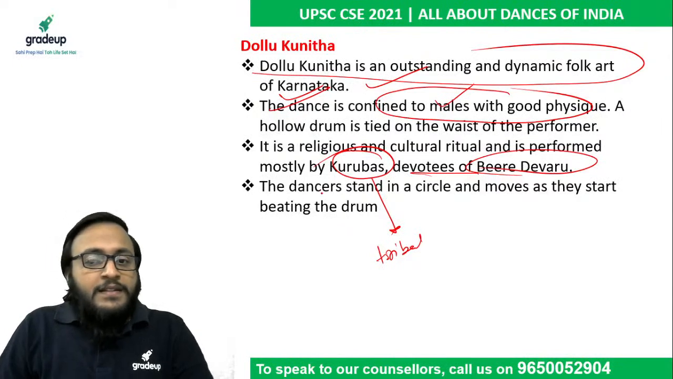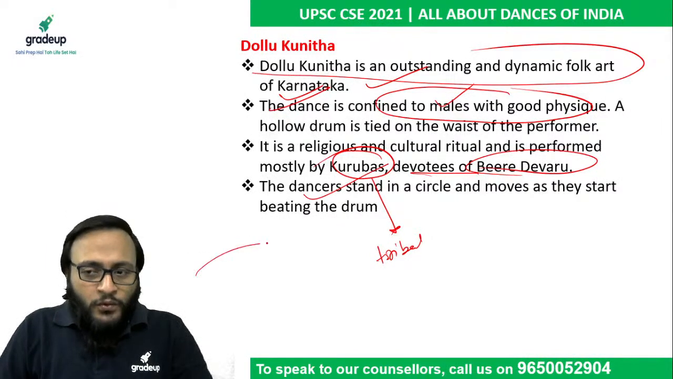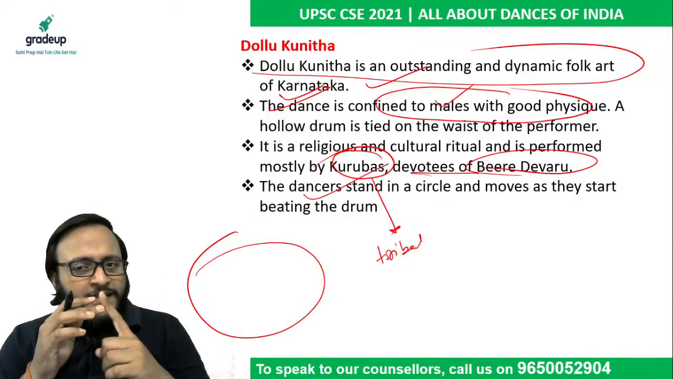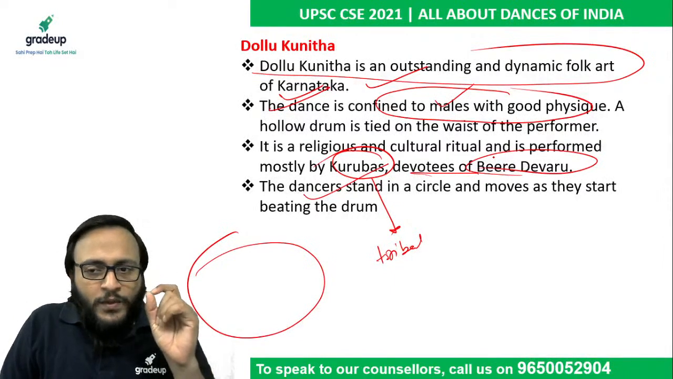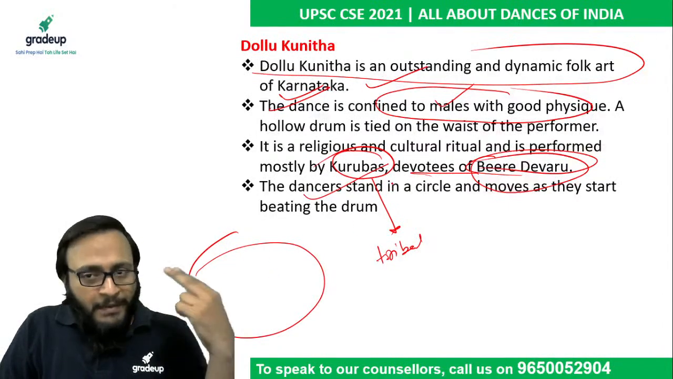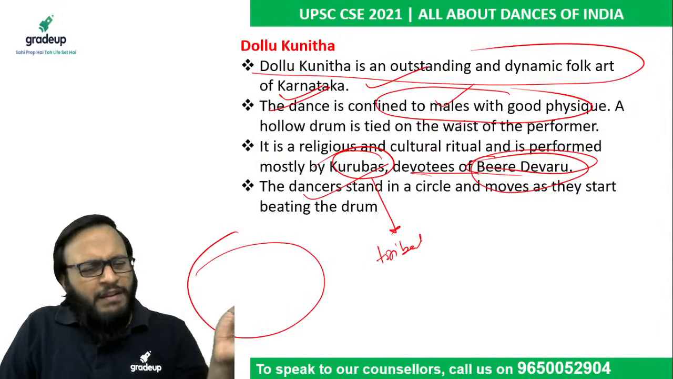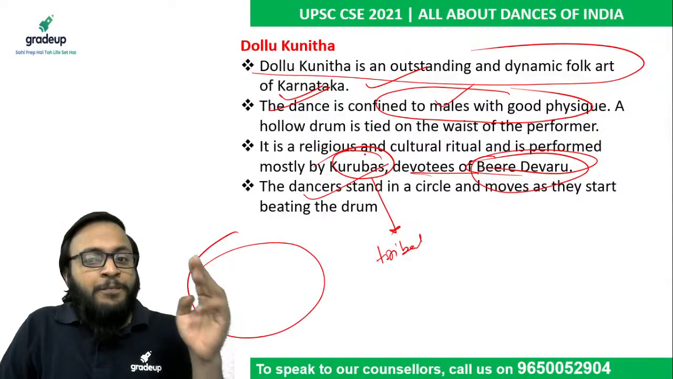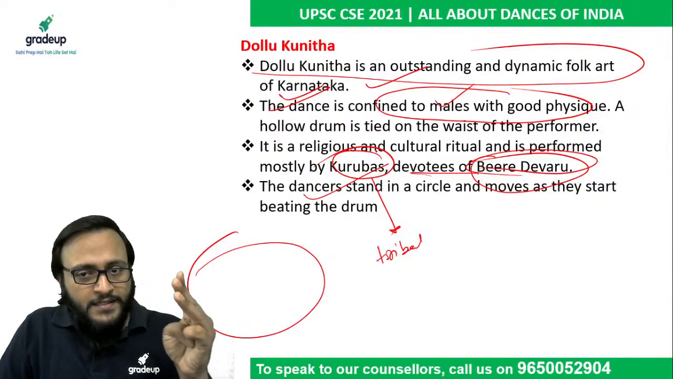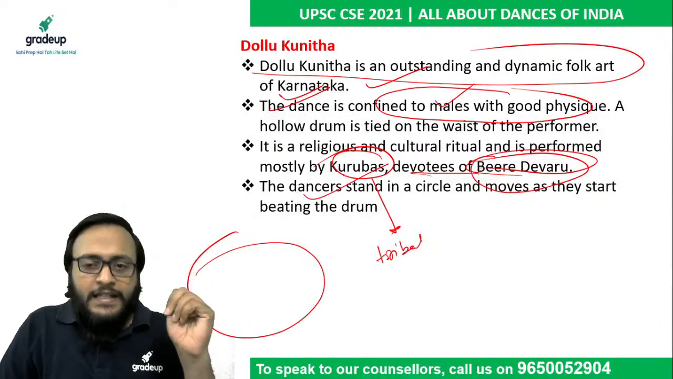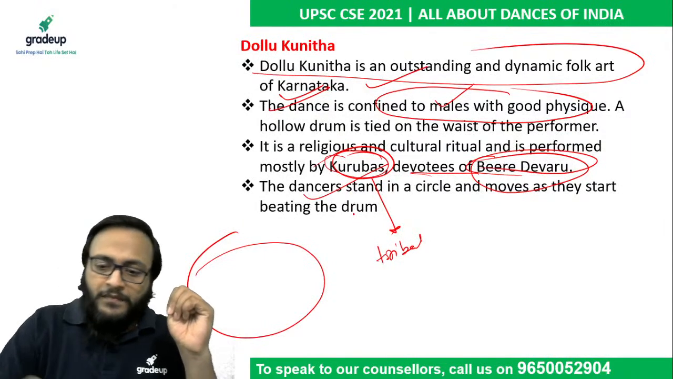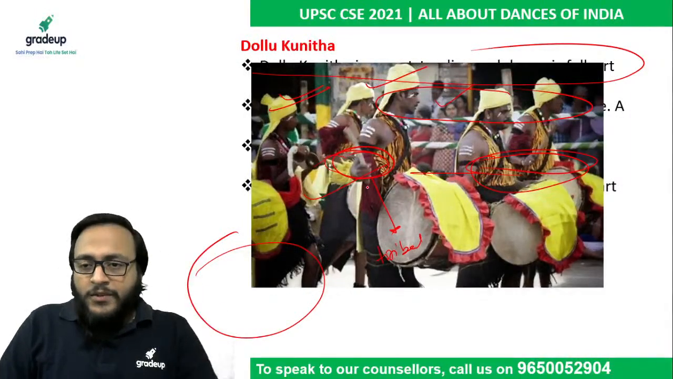Dancers stand in a circle and move as they start beating the drum. So basically, what are the features of this? It is dedicated to a local deity called Bir Devaru. It is performed mainly, or confined to, males only. However, females have started performing this as well. Then the use of the drum is an outstanding feature of this dance. And fourth, it is performed by a specific tribal group called the Kurubas.